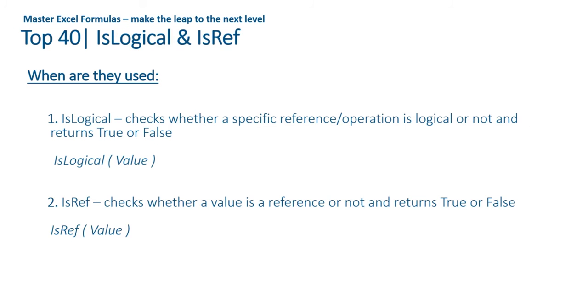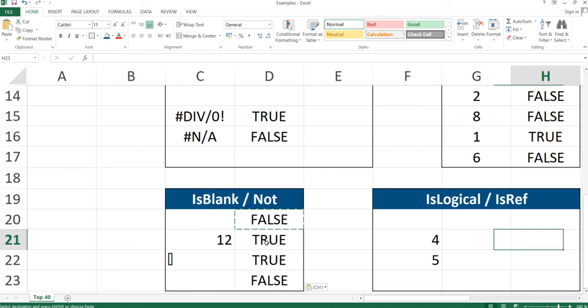Back to the presentation. The next two formulas are ISLOGICAL and ISREF. ISLOGICAL is a formula that purely checks whether there is a logical operation within the brackets. It returns true if there is, returns false if there isn't. The ISREF formula checks whether a value is a reference or not, and returns true if it is, false if it's not. The examples here again.